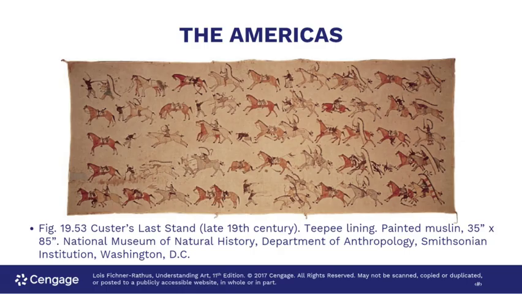This is a teepee lining painted on muslin, and it's from the Crow people of the Sioux Nation. And this depicts the deadly combat between the Native Americans and the U.S. cavalry under the leadership of General George Custer in the Battle of Little Bighorn. And it was during the Great Sioux War of 1878.